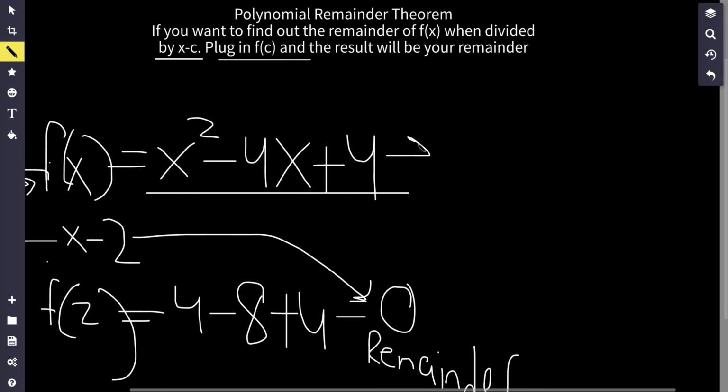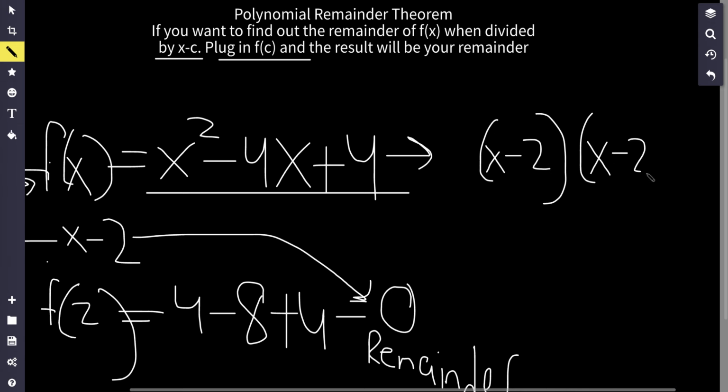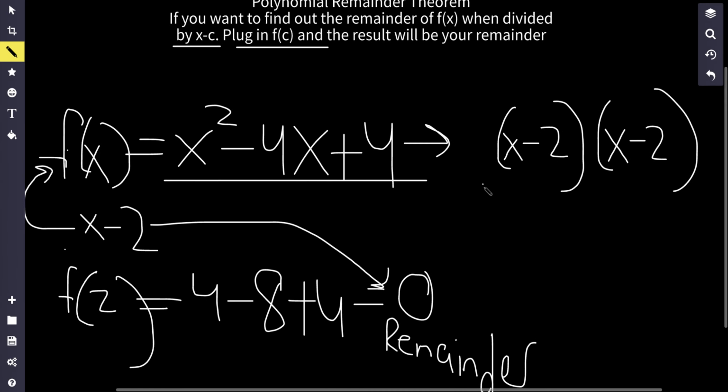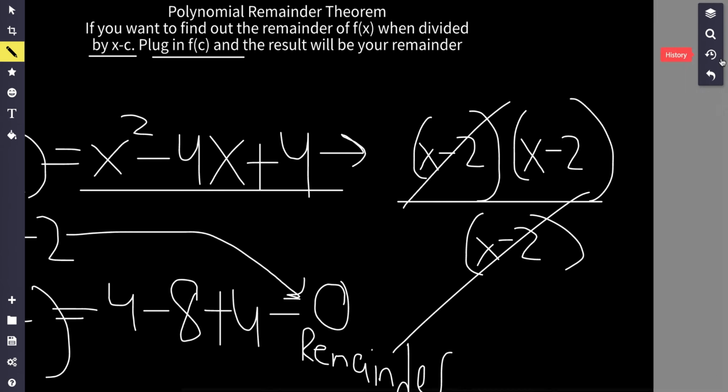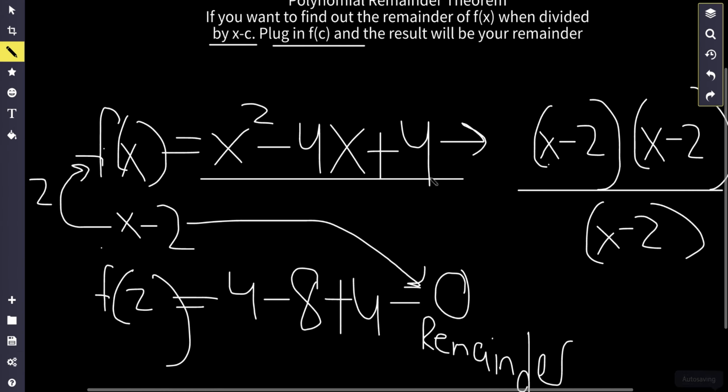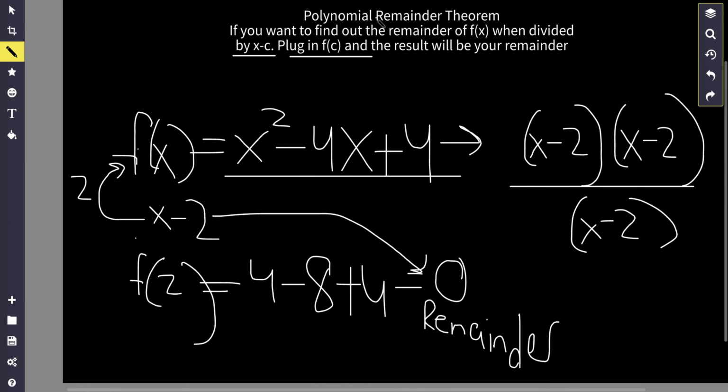So I can actually factor this polynomial to be x minus 2 squared, right? x minus 2 times x minus 2. Two numbers that multiply out to be positive 4 and add up to be negative 4 are negative 2 and negative 2. And if I divide this by x minus 2, notice how we have a remainder of 0, right? Because this cancels out.